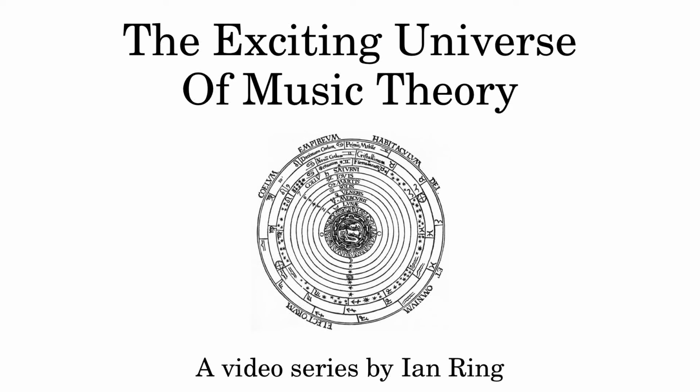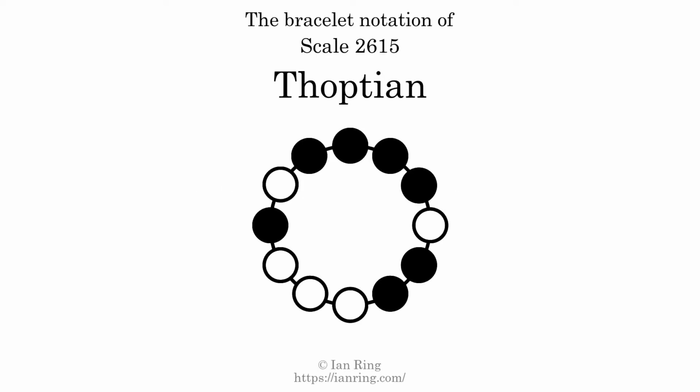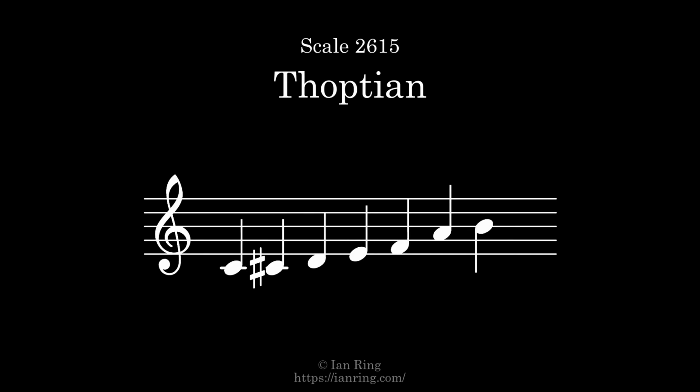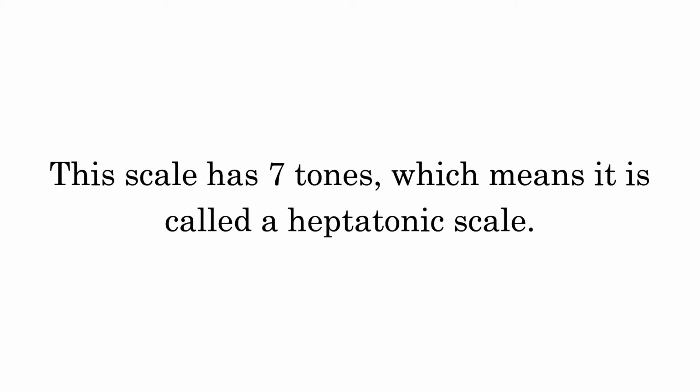Welcome to the exciting universe of music theory. Are you ready to learn? Then let's begin. Today we will talk about scale 2615, Thoptian, which sounds like this. This scale has 7 tones, which means it is called a heptatonic scale.